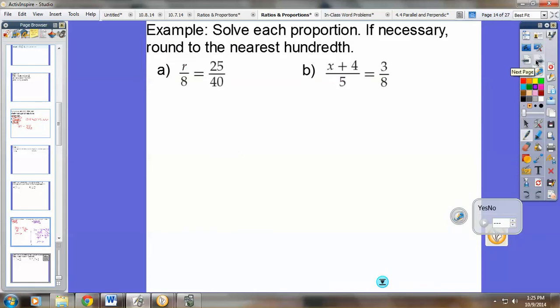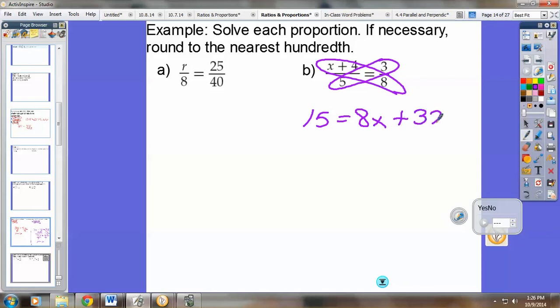Look at example B. I want to do another one where we've got 2 terms there in that numerator. Let's go ahead and cross multiply. 5 times 3 is 15. Here we have 8 times x, 8x, and 8 times 4, 32. What would you do to solve? After 32.